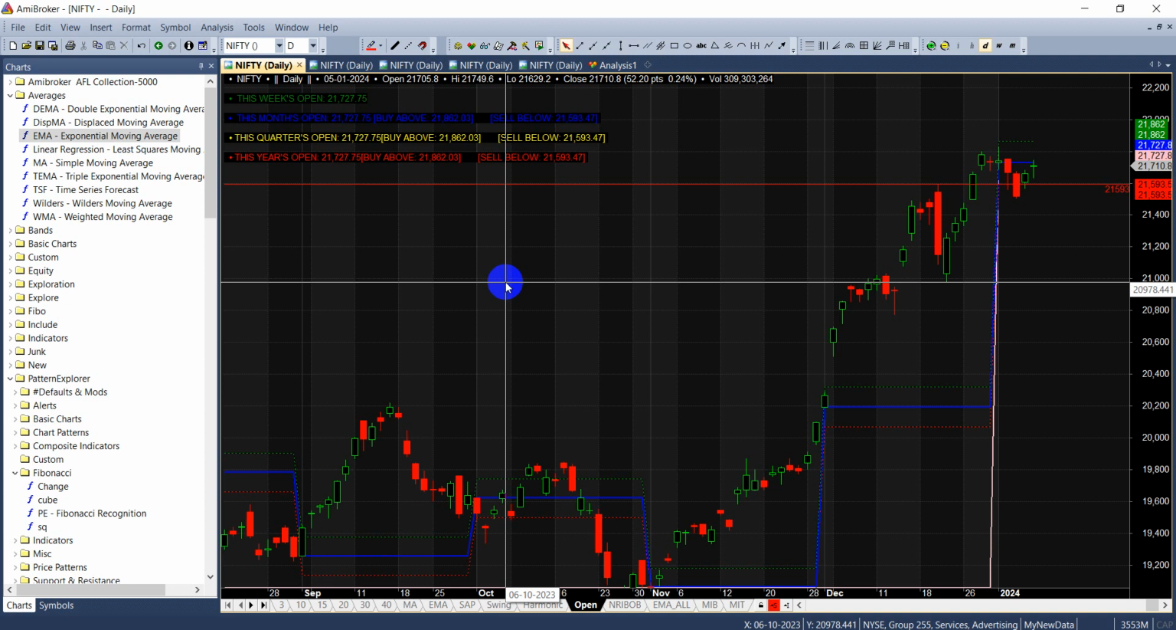So yeah, that's about it. It can be applied on any instrument like gold, crude. I've just shown you an example of SPX also. Any instrument of your choice, you can use it, backtest it.